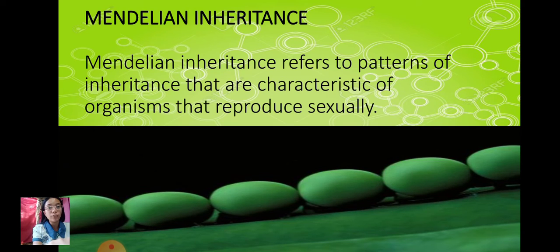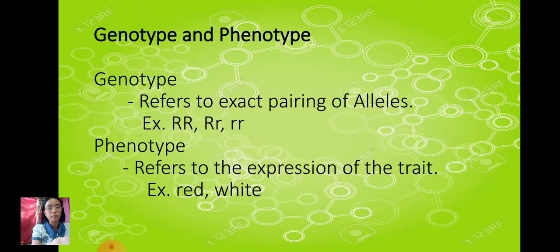Mendelian inheritance refers to patterns of inheritance that are characteristic of organisms that reproduce sexually. Genotype and phenotype. Genotype refers to the exact pairing of alleles. Example, big R and big R, letter R, letter R. Phenotype refers to the expression of the trait. Example, red and white.